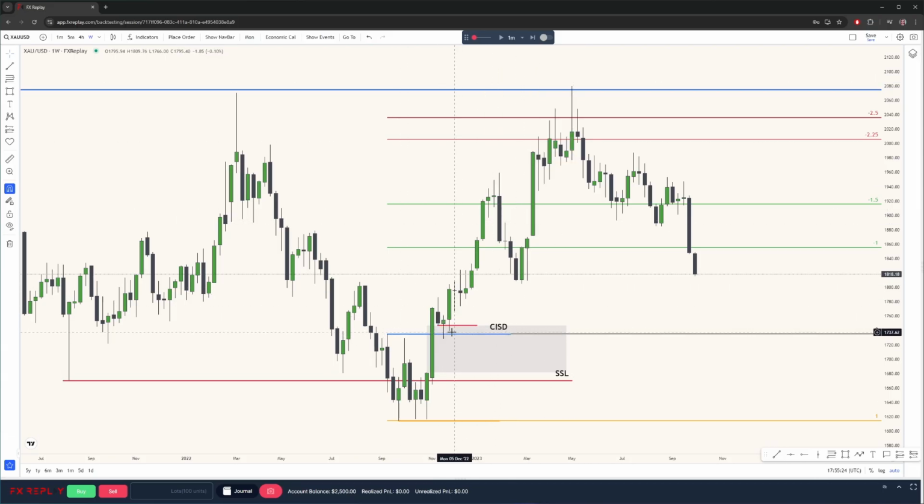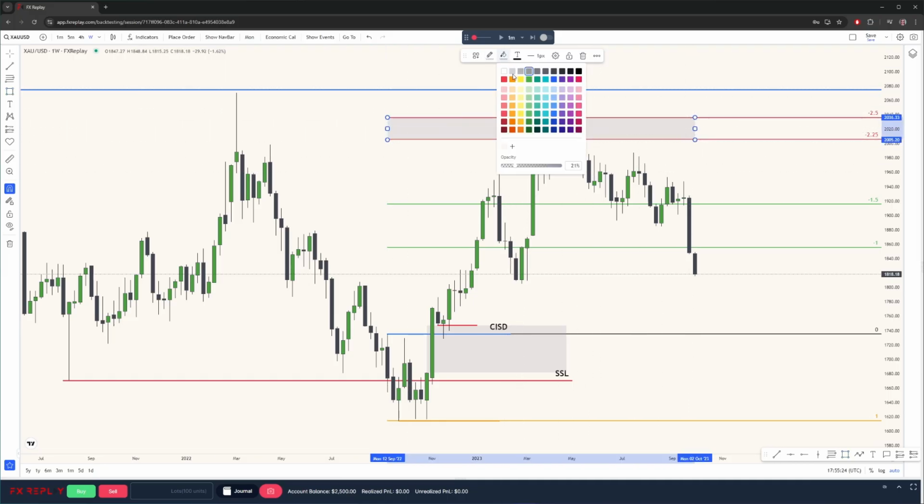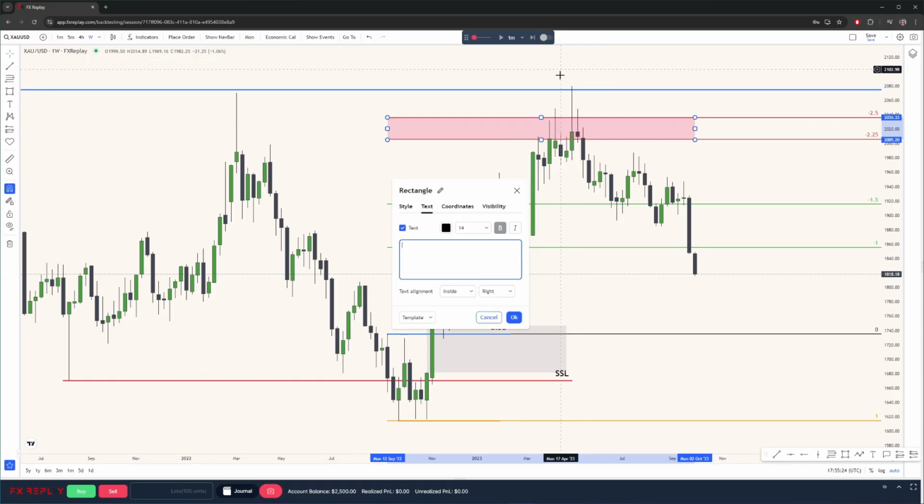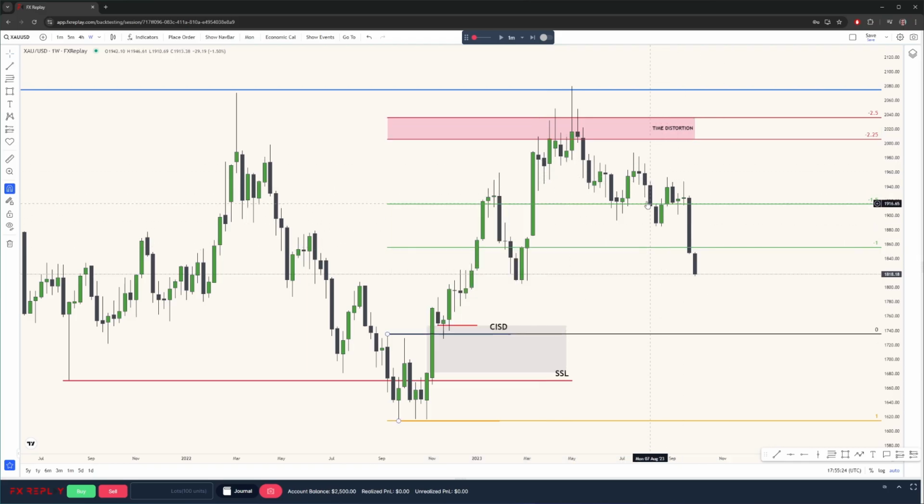Formation of a short-term intermediate low, short-term low, move higher. Since this is not a yes, I'm interested in the range between 2.25 and 2.5 standard deviation. So basically the distortion range. Time distortion. Nice. Well, I can see it ejected so far, ejected from this range all the way down to this range between 1 and 1.5. Love it. Absolutely love it.